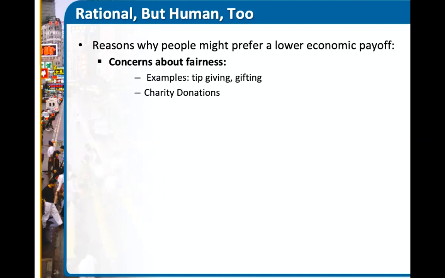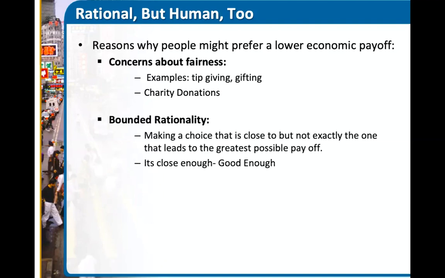I just saw in the news that since restaurants are closing, people are giving tips of $1,000 to $2,000 to the business because they want to stimulate income. You're choosing rationally to lower the economic payoff to improve someone else's welfare.